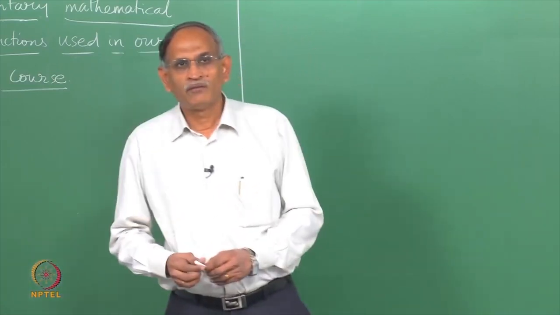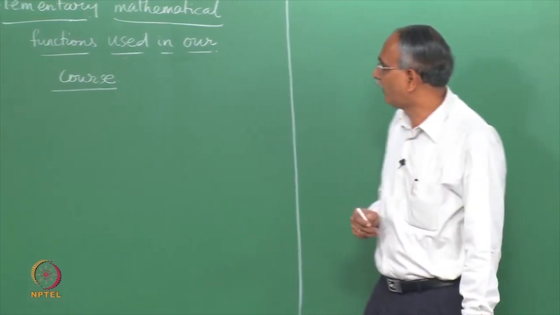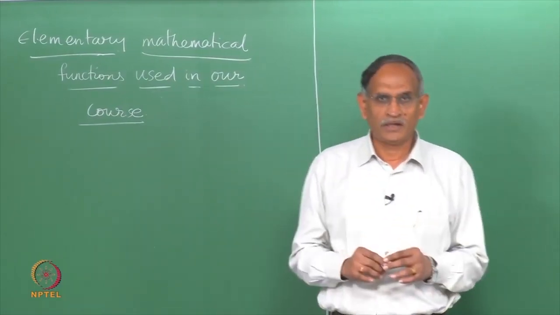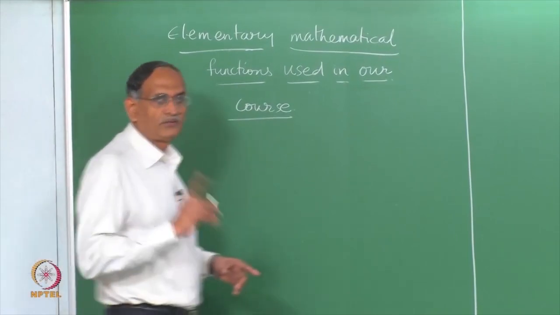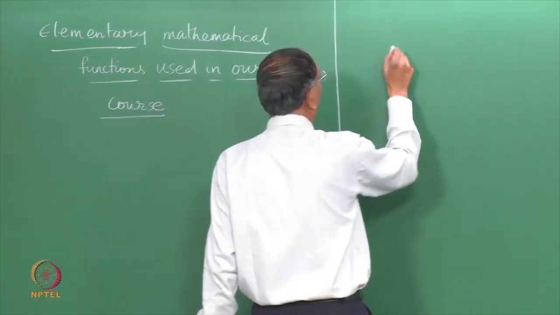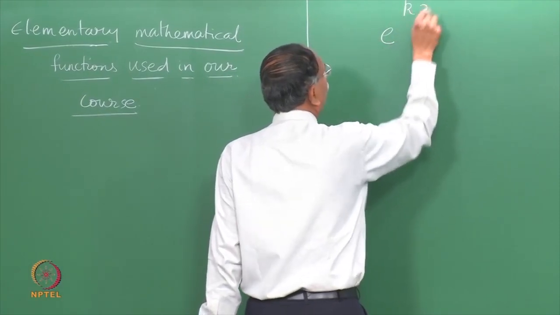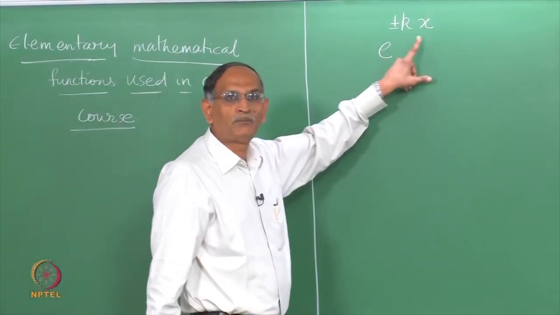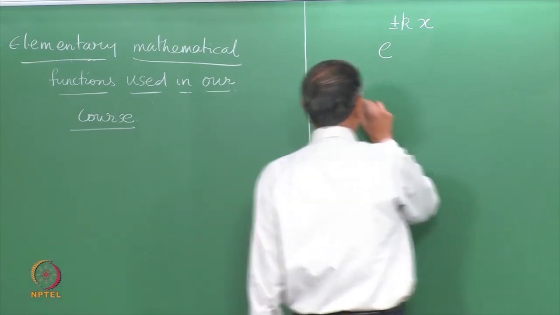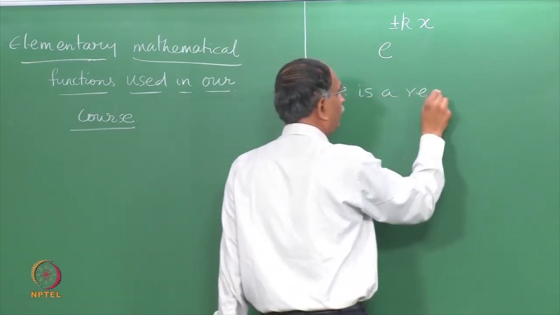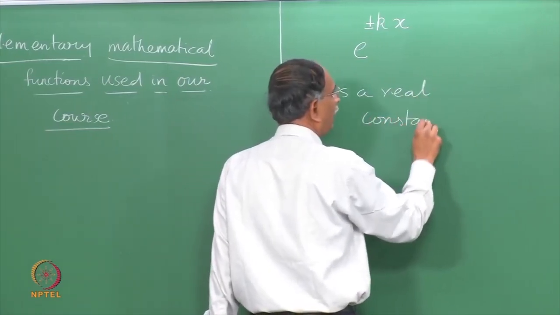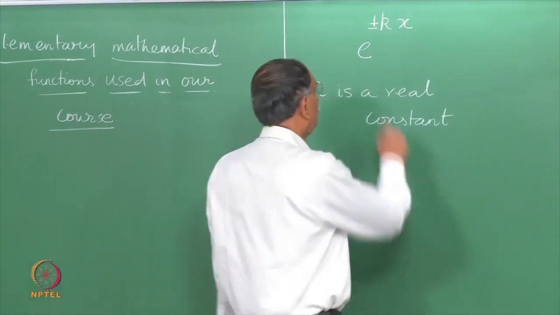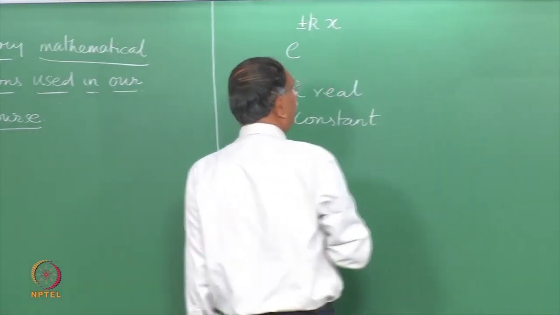So let me start with something very, very elementary, and this lecture is titled Elementary Mathematical Functions Used in Our Course. It's not exhaustive. In 20 minutes, I cannot say too many things. The first function that we will look at are the two sets of functions, exponential e to the plus or minus kx. k is a real constant. If k is imaginary or complex, it has its own different set of properties. k is real constant. Let us look at what the exponential actually means.